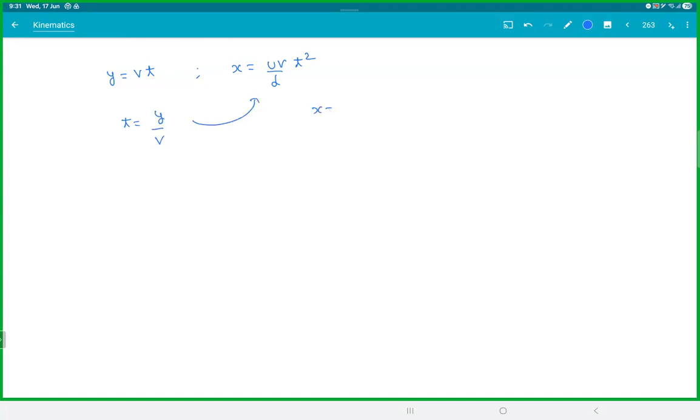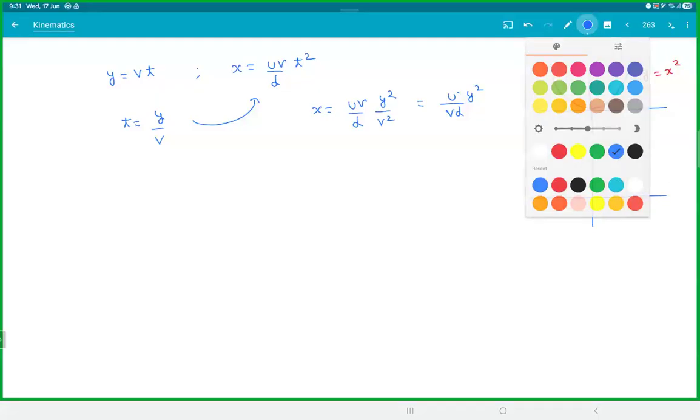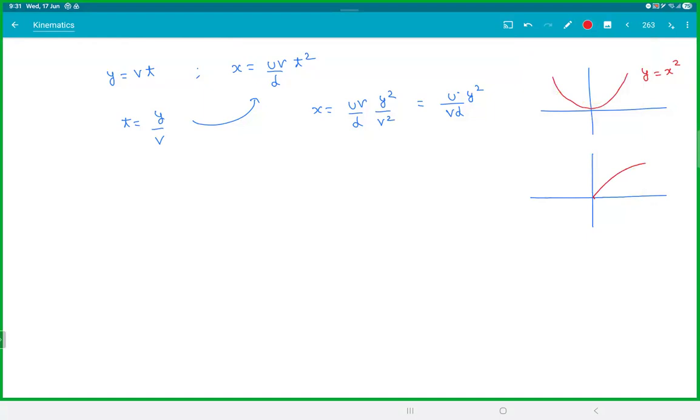So we get x is equal to uv by d, y square by v square. This will be u by dv into y square. This is again, if you don't remember, if you have a parabola like this, y is equal to x square parabola. If you make the parabola horizontal, then this is x is equal to y square.